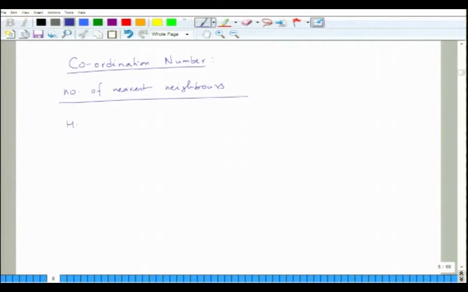So, for the HCP or FCC case, as we have seen in the close packed structure, you have an arrangement like this, right.